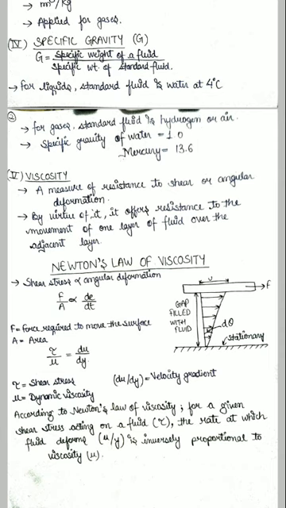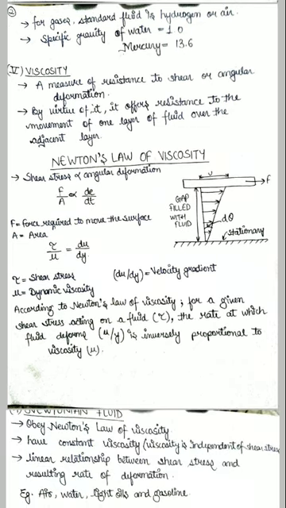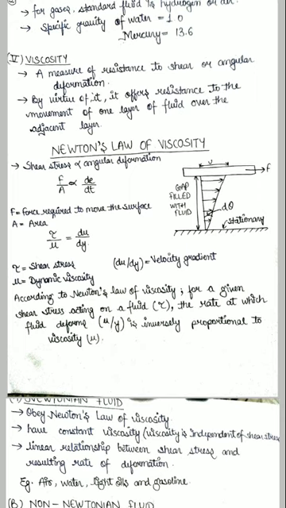Next comes specific gravity, G. It is the ratio of specific weight of a fluid to specific weight of a standard fluid. For liquids, standard fluid is water at 4 degrees Celsius, and for gases, standard fluid is hydrogen or air. Specific gravity of water is taken as 1 and mercury is taken as 13.6.